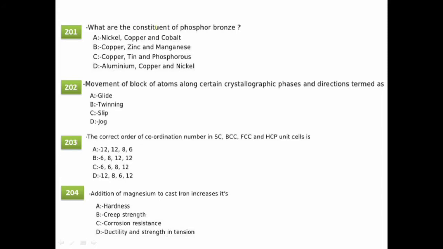What are the constituents of phosphor bronze? The answer is copper, tin and phosphorus. Movement of block of atoms along certain crystallographic planes and direction is termed as slip. The correct order of coordination number in SC, BCC, FCC and HCP unit cell is 6, 8, 12, 12.